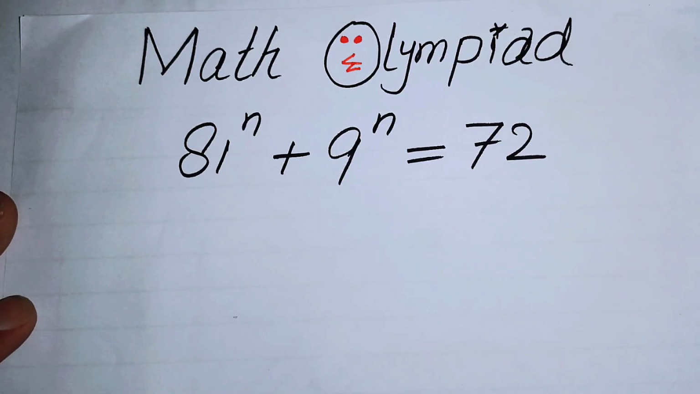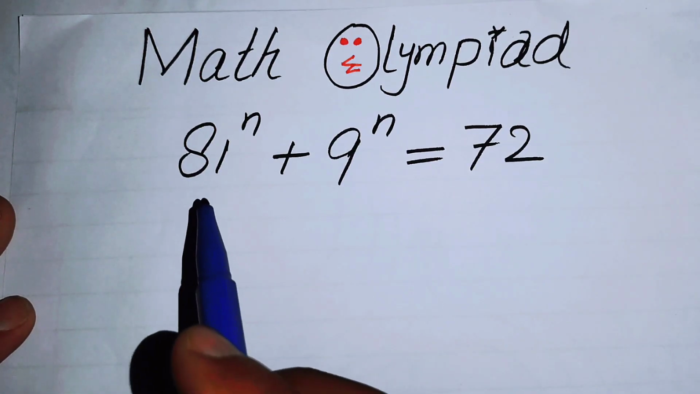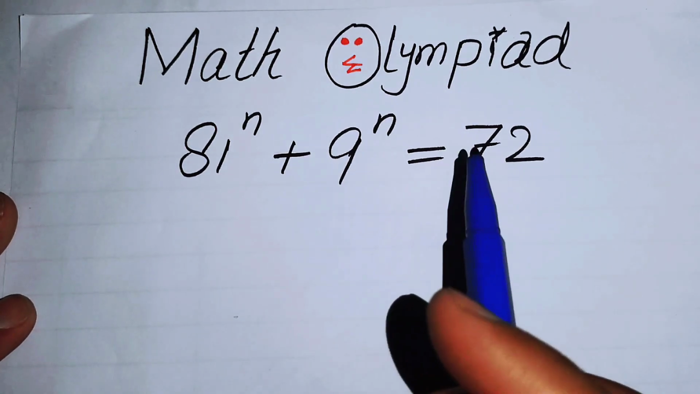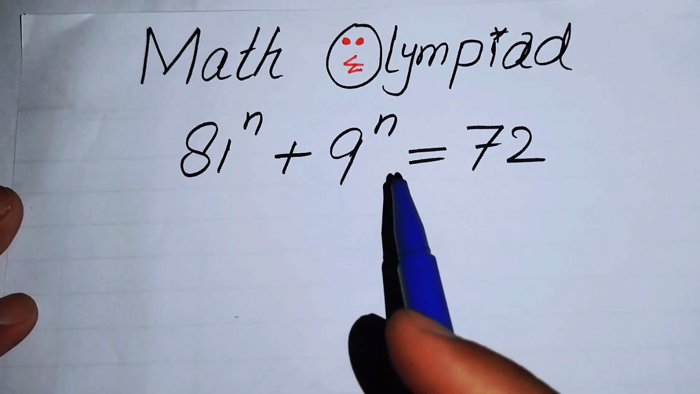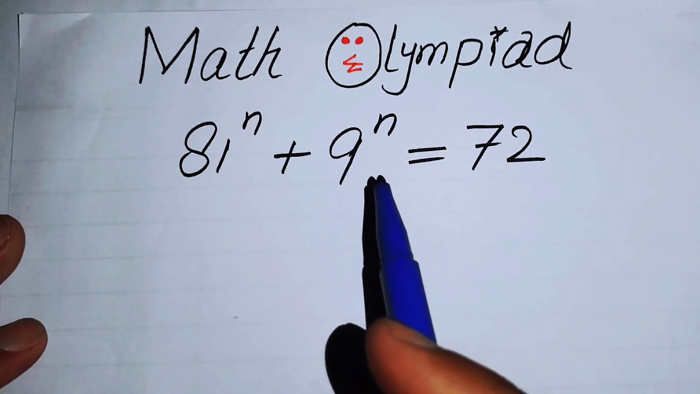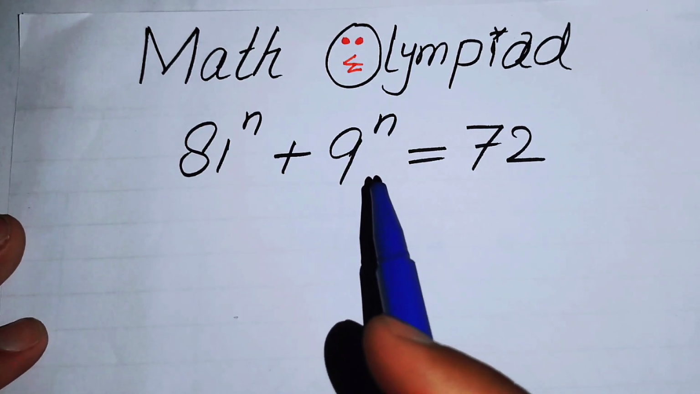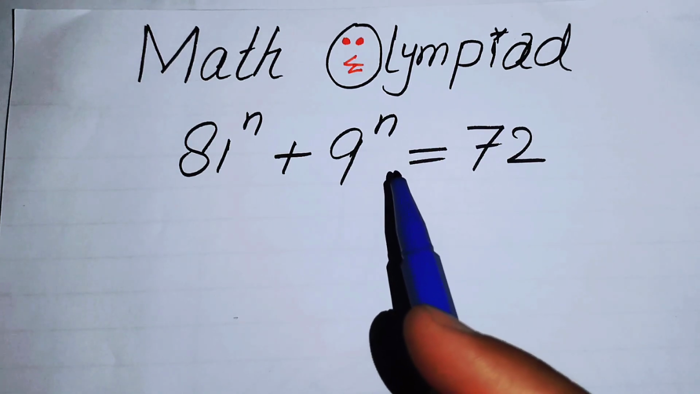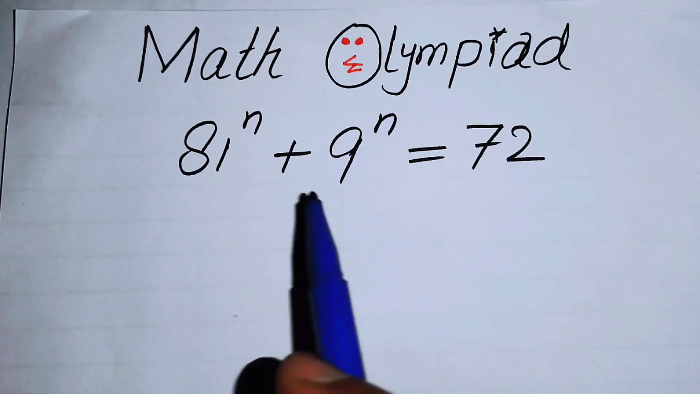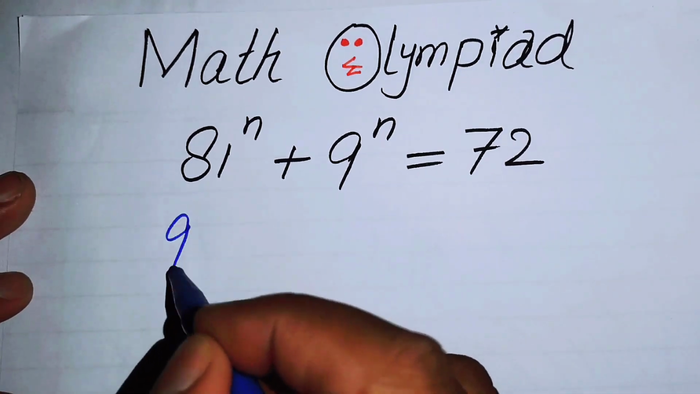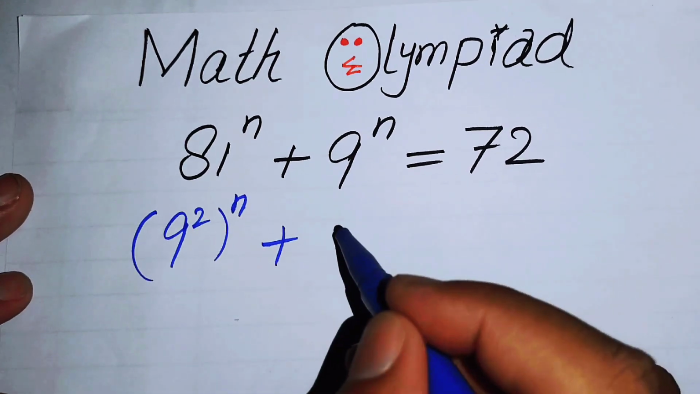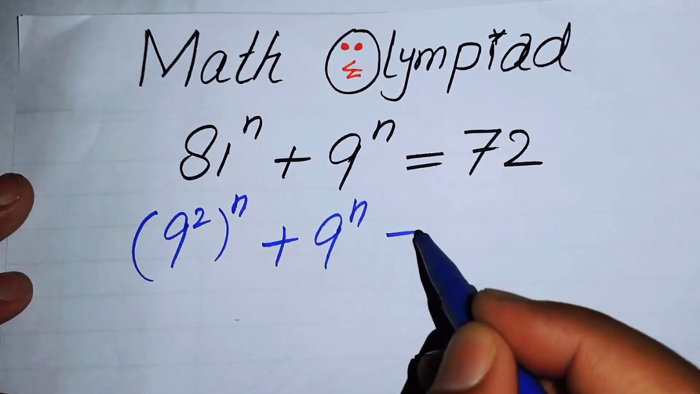In this video we are going to solve this nice algebra problem. Here we have 81 to the power of n plus 9 to the power of n is equal to 72, and we will solve this problem for the values of n. So the very first thing we are going to do is write this 81 as 9 squared and its whole power n, plus 9 to the power of n is equal to 72.